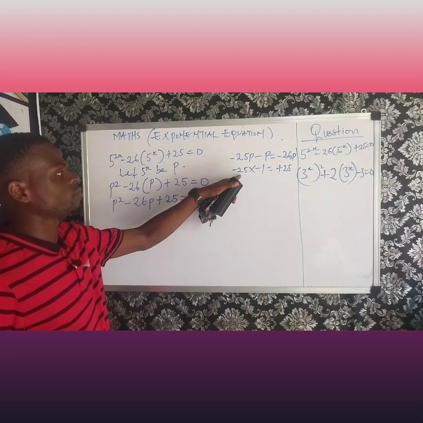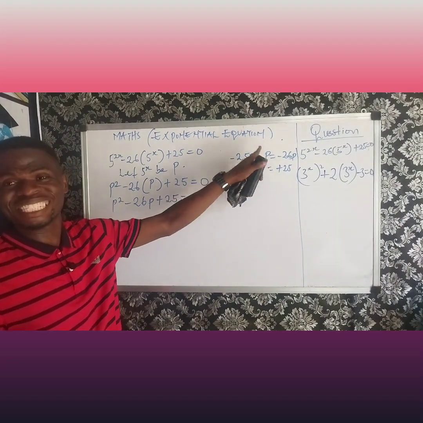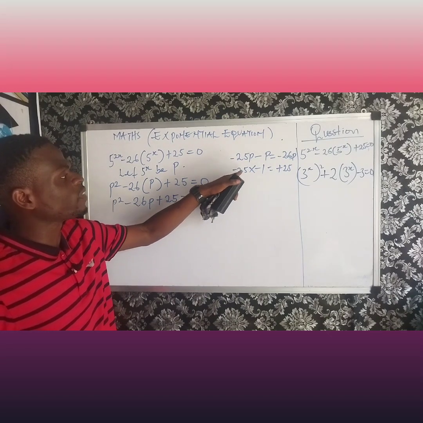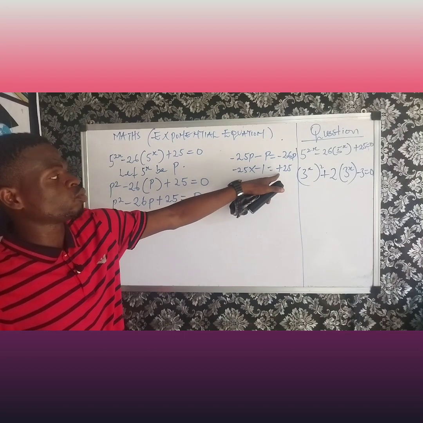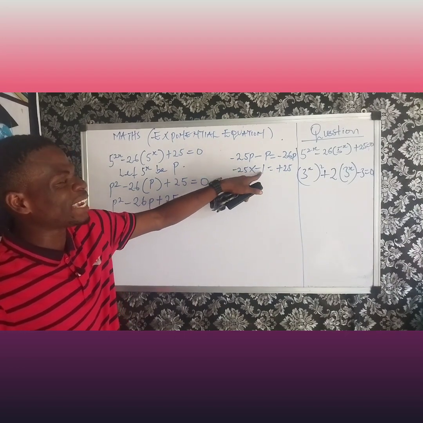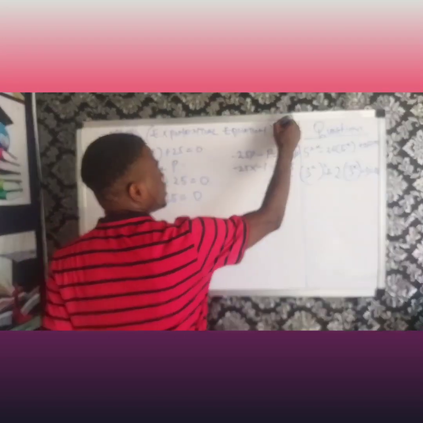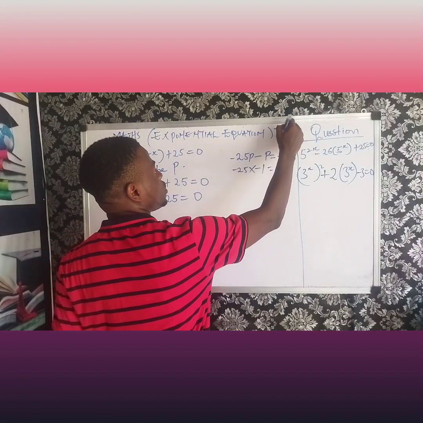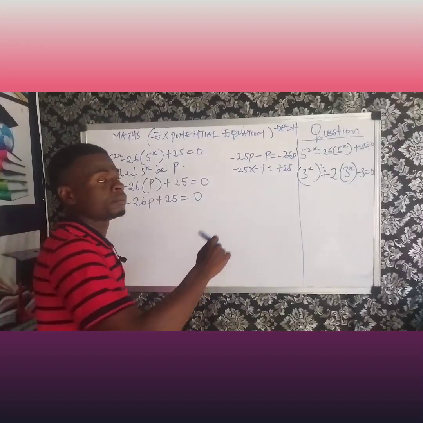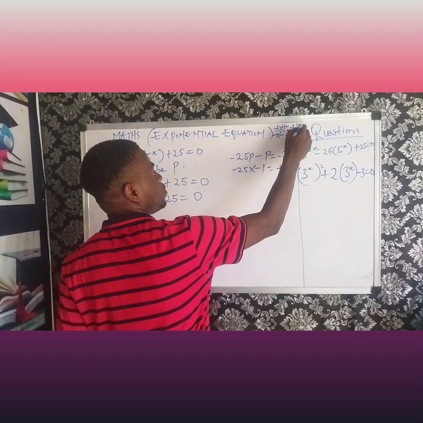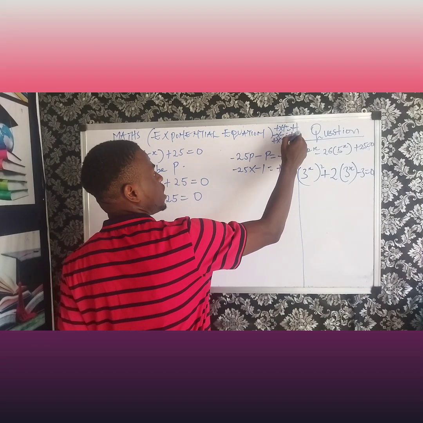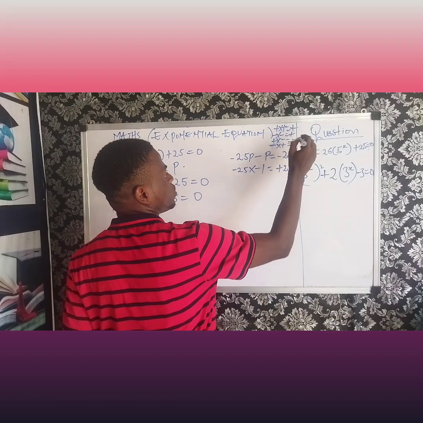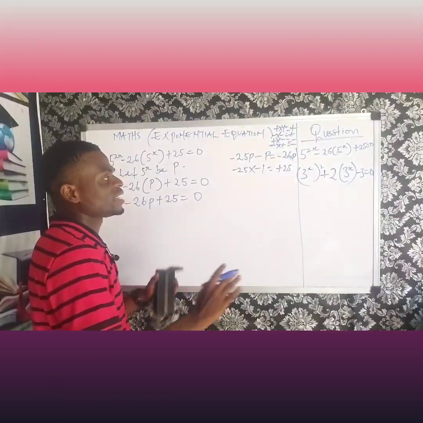If I write this as minus 25 minus 1, because this p is 1p, then minus 25 times minus 1 gives plus 25, because minus times minus is plus. Take note of these signs, please. Plus times plus is plus. Minus times minus is plus. Plus times minus is minus. Minus times plus is minus. Understand that in mathematics.